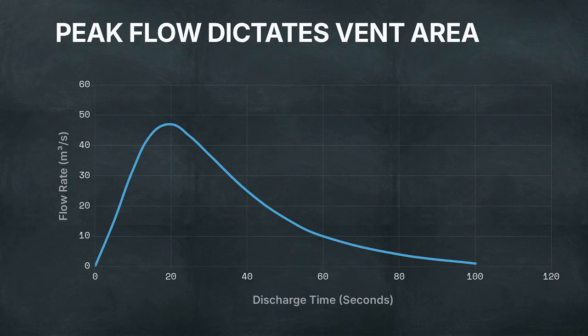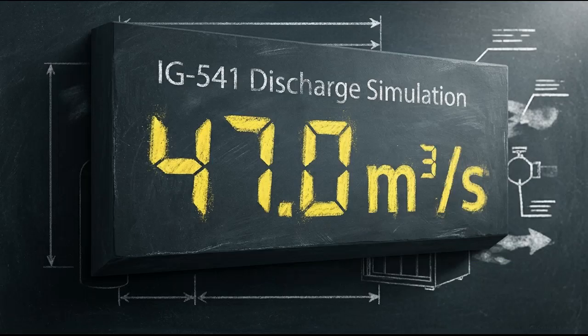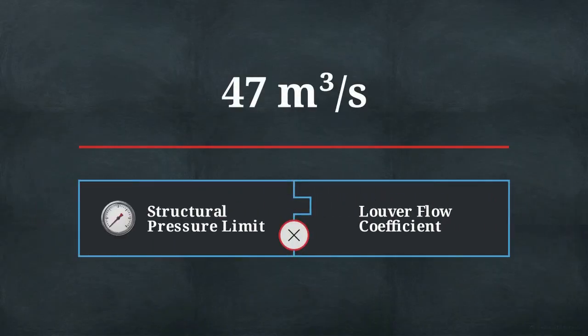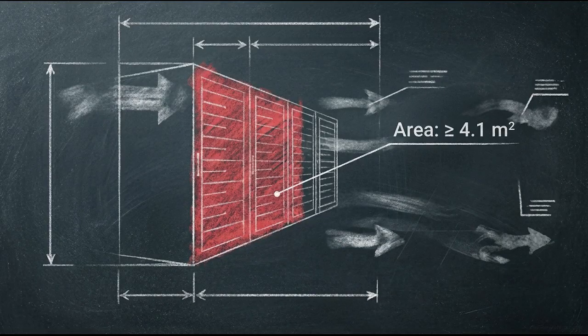The required vent area is dictated by the dynamic peak flow of the discharge. For our IG-541 model, the gas expands into the room at a peak flow rate of 47 cubic meters per second. Factoring in the allowed structural pressure limit and the flow coefficient of the louvers, the calculation demands a minimum of 4.1 square meters of effective free vent area to safely exhaust the displaced atmosphere.